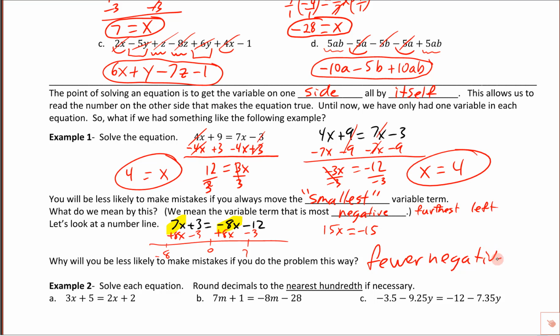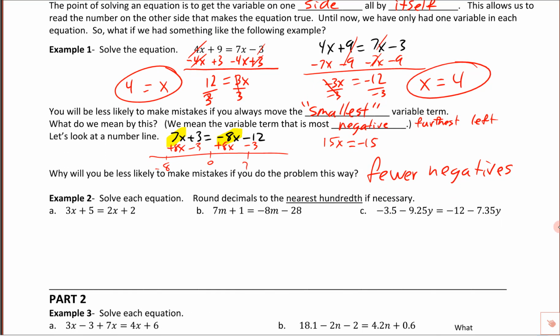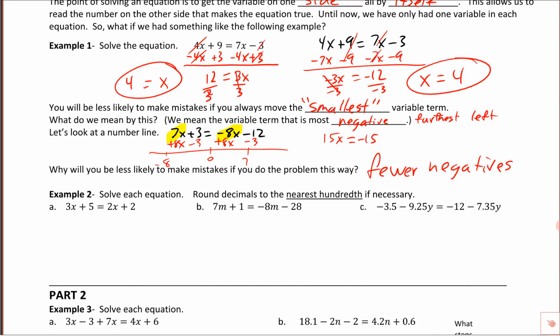It doesn't mean we're going to avoid negatives altogether. It just means we're going to end up working with fewer of them. And generally people make more mistakes with negatives than they do with positives. So if we can avoid working with negatives, that's what we're going to do. So let's keep that in mind as we do these problems right here. Again, you've probably seen stuff like this before. You're probably familiar with this idea of moving the smallest one. And again, it doesn't matter if the variable ends up on the right side or the left side. We can just read from the variable and we've got our answer.